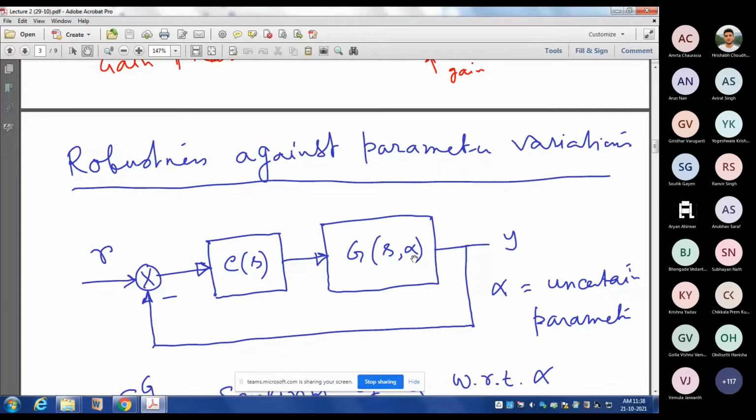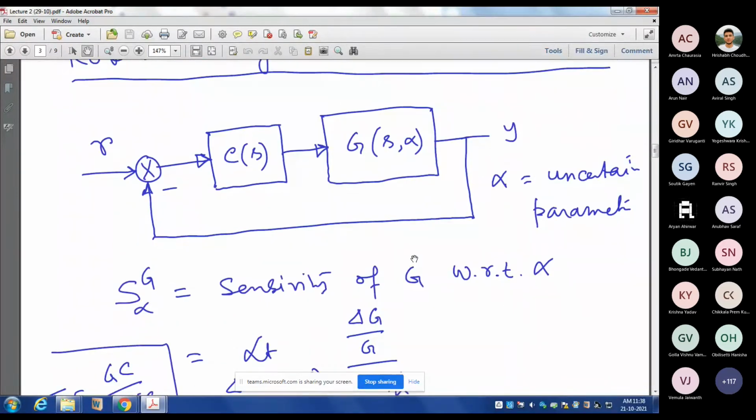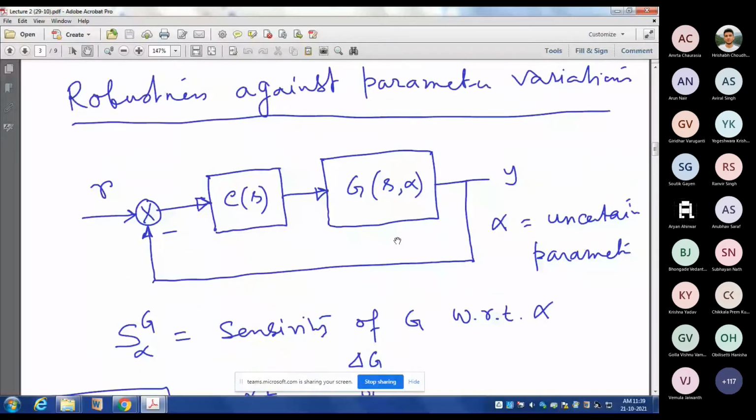So now we will first define S_alpha^G. We are defining the sensitivity of G, the sensitivity transfer function we will use. So the sensitivity concept of G.